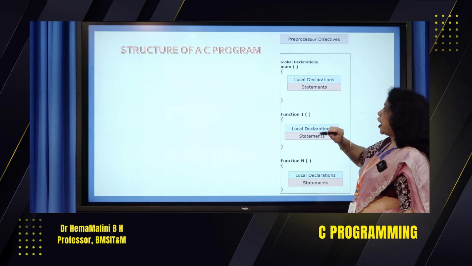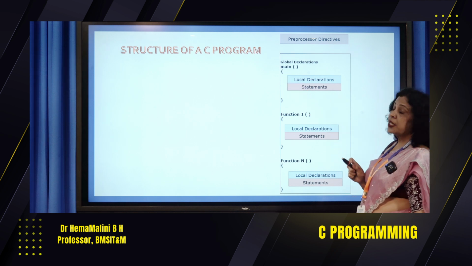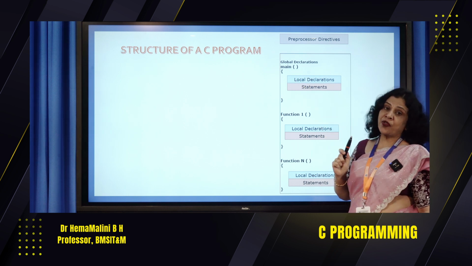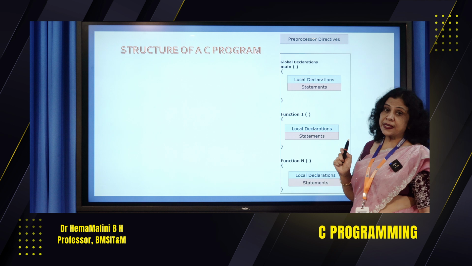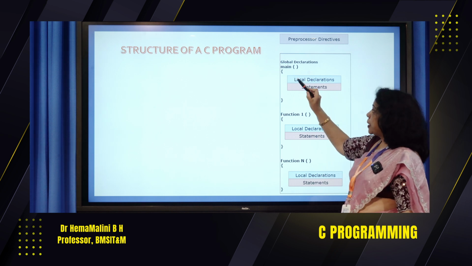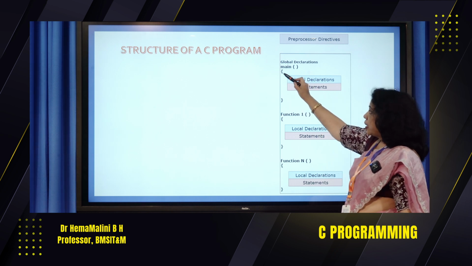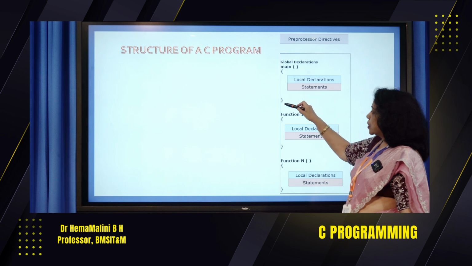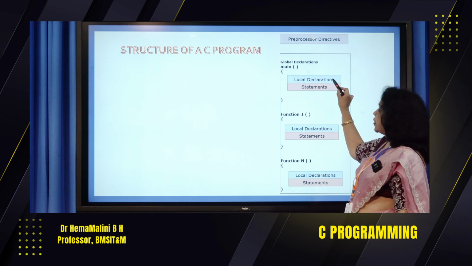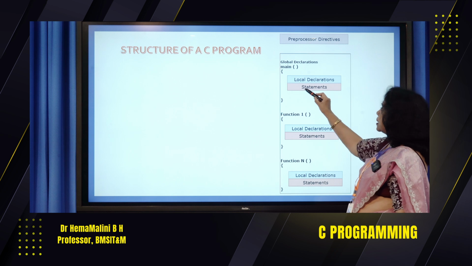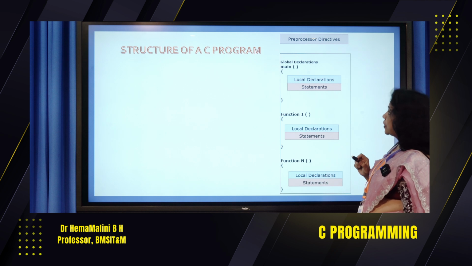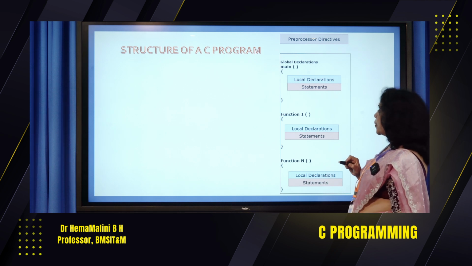After that, we have main. So, for main, the return type is optional. If you say main, by default it is going to take int, that is integer. There is an open parenthesis, there is an open brace, closed brace. So, main, open parenthesis, closed parenthesis, open brace, closed brace. Within this we have the local declarations, then comes the statements. So, this is the structure of a C program.